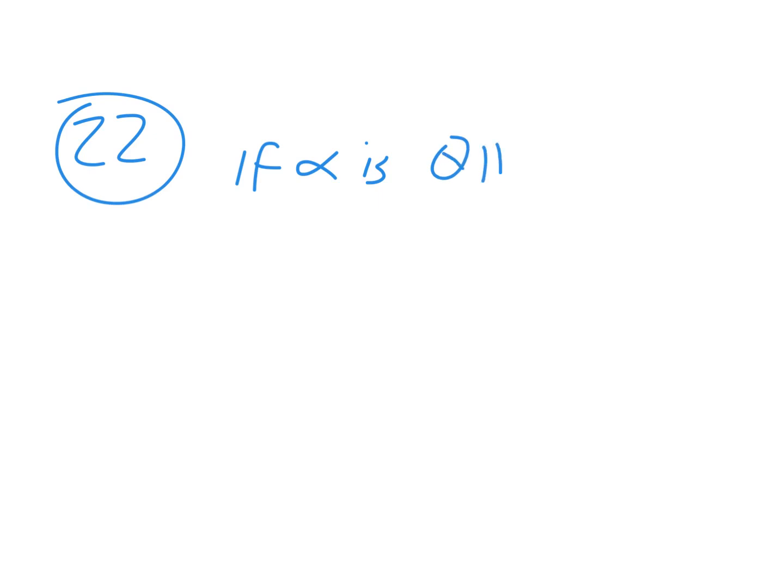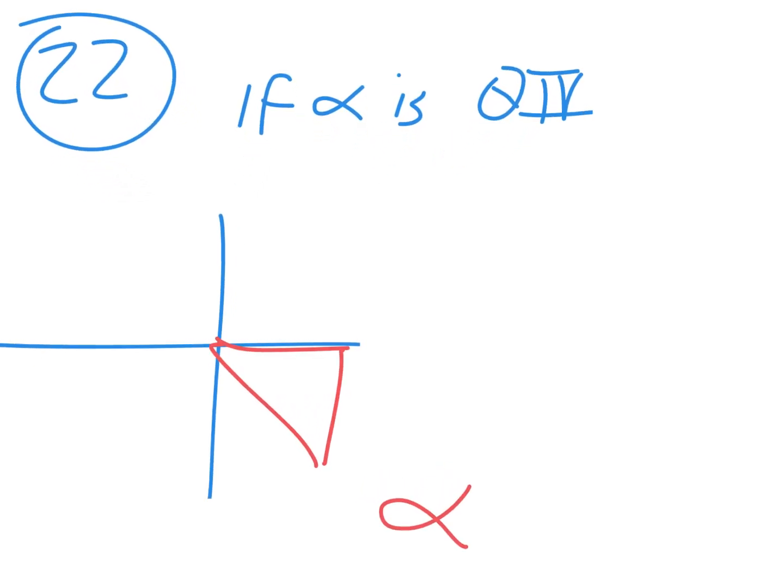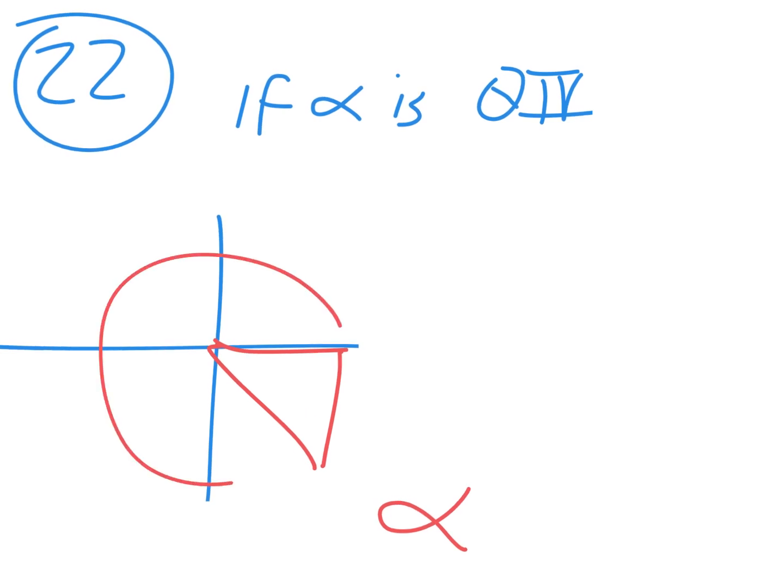Okay, so here's problem 22. So this is coming out of today's notes page. At the end of the notes is always where the homework is. It says, if alpha is in Q4, so you and your partner together, draw a Q4 triangle, which should be like here. And this is alpha's drawing. And alpha is technically the angle that goes all the way around to here, but we're just going to use this reference triangle.